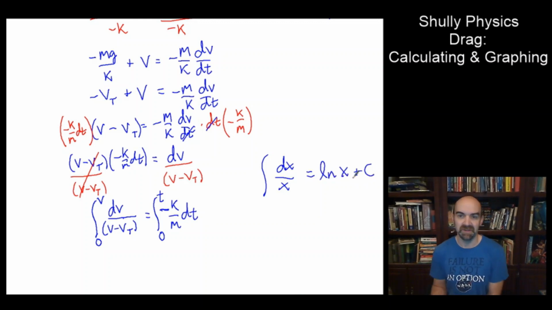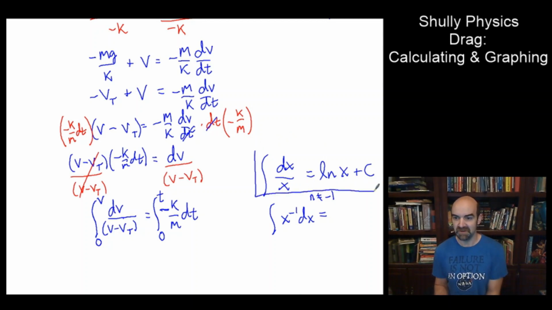Now, that's if you just take the indefinite integral. Another way to look at this is x to the negative 1. If you've done some starting power rule integration, you'll remember that the power rule works where n doesn't equal negative 1. So that's where this natural log feature comes up. That is the integral table result of 1 over x dx.